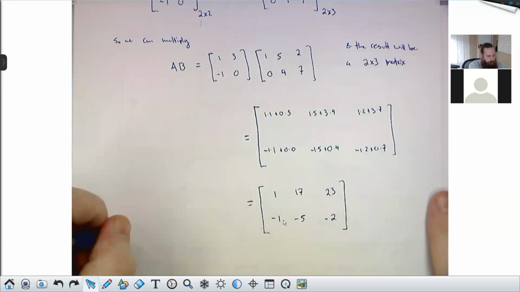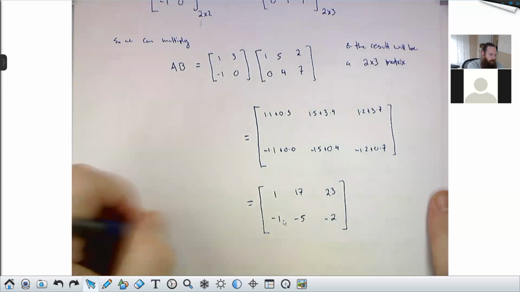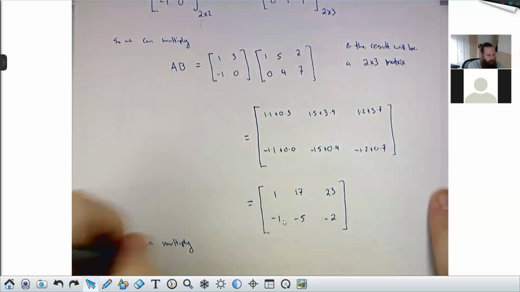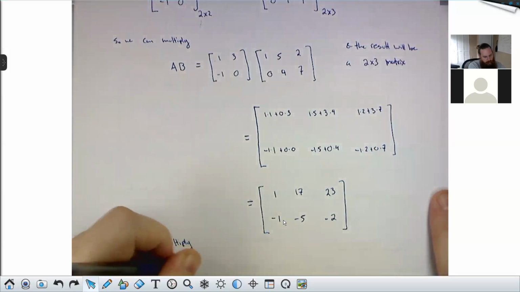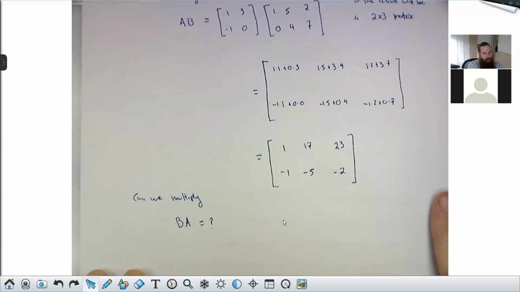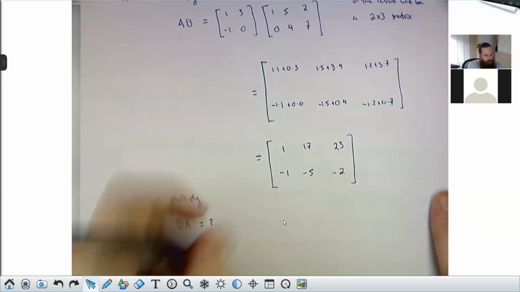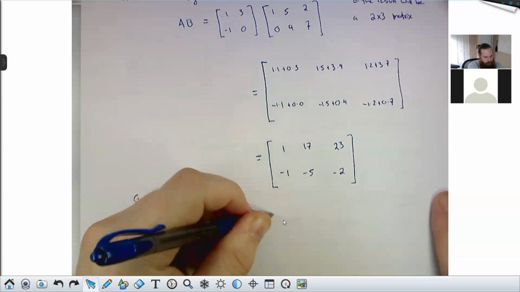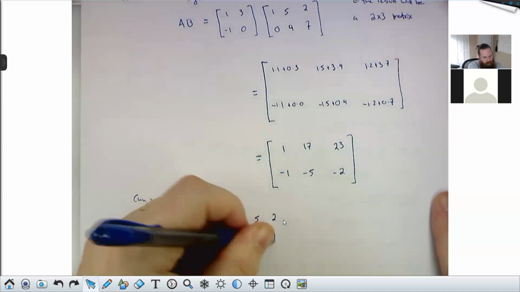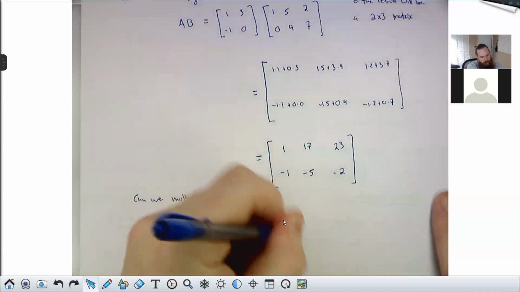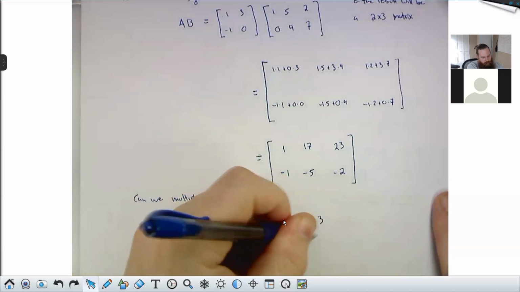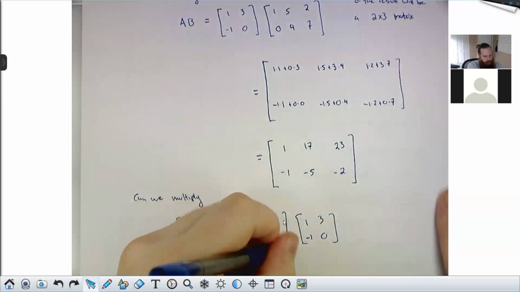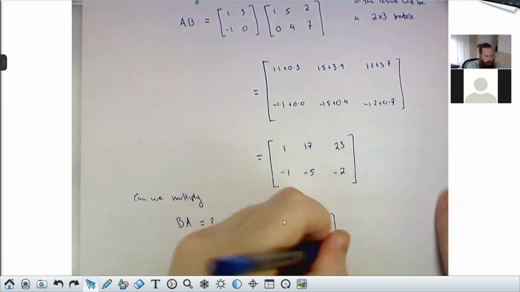Question: can we multiply B times A? That would be 1, 5, 2, 0, 4, 7 times 1, 3, -1, 0. This is a 2 by 3. This is a 2 by 2.